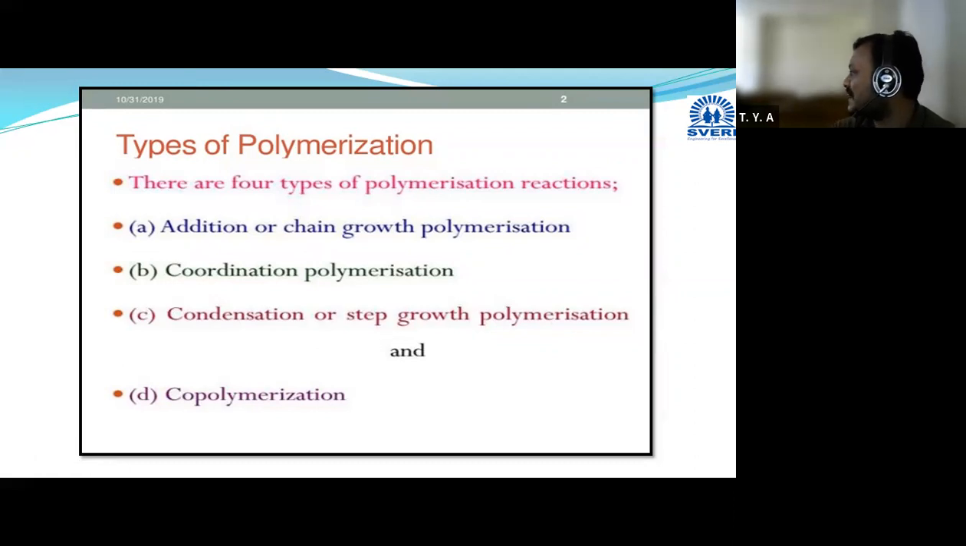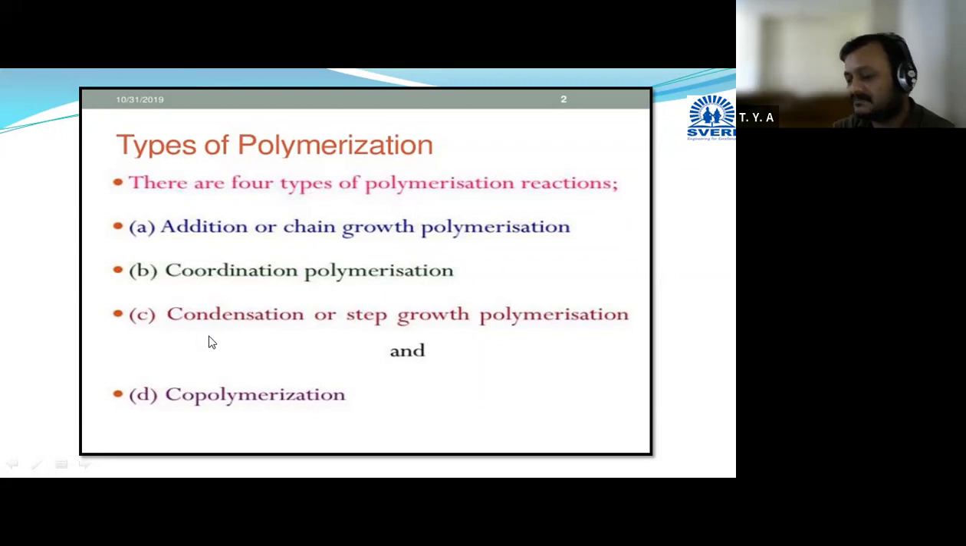These are the basic types, and another two are added depending on the mechanism used in that polymerization: coordination polymerization and copolymerization. Different mechanisms are used. So the basic types are addition or chain growth polymerization, and condensation or step growth polymerization, and some extra types like coordination polymerization and copolymerization, or some subtypes, may be there. In copolymerization, subtypes may be there. One by one we will discuss this.